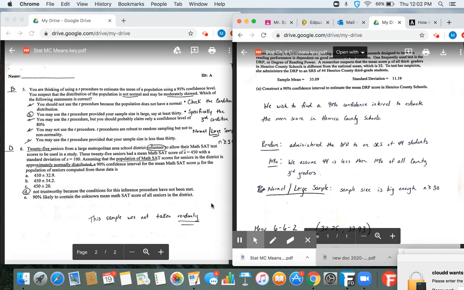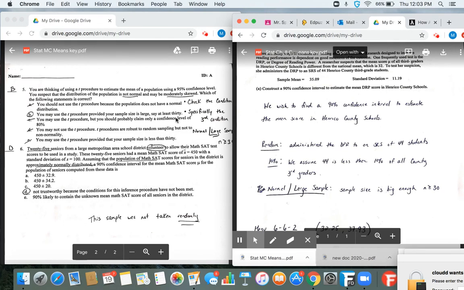Numbers 5 and 6 speak to these conditions that we talked about earlier. So you want to make sure it's random, it's 10%, and it's normal large sample. Okay, I think you can kind of forget about the 10%. I think if a question's asked, it's either going to speak to, was it randomly selected, and then particularly this condition here because it's got multiple parts. So this problem here is not normal.